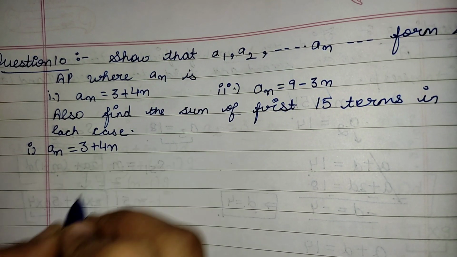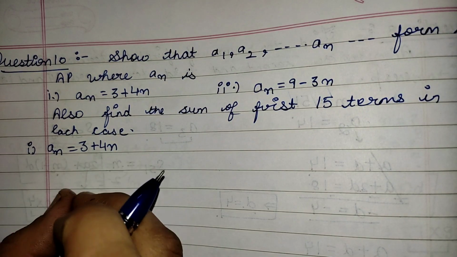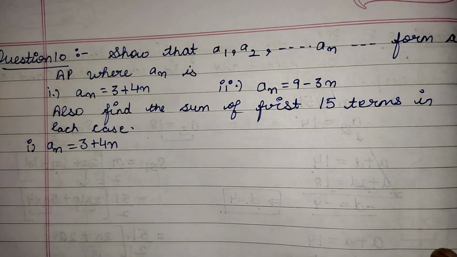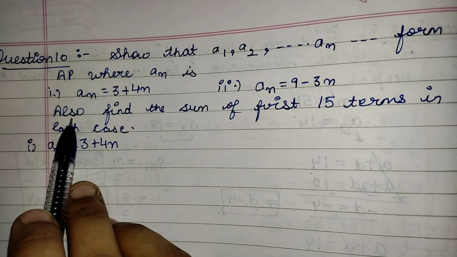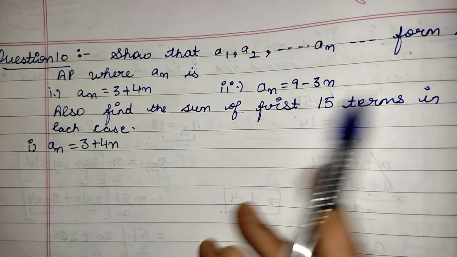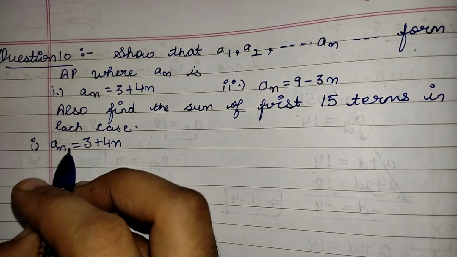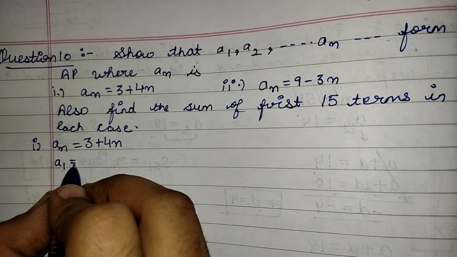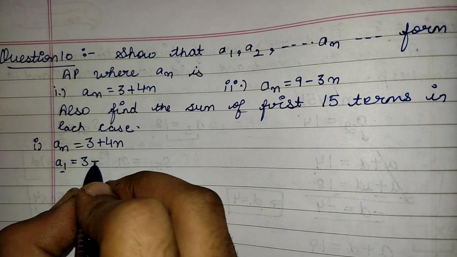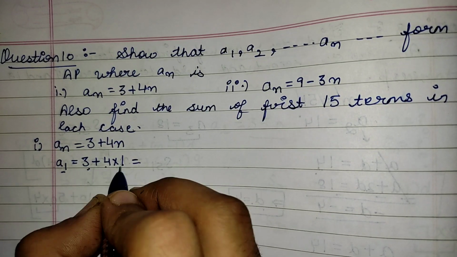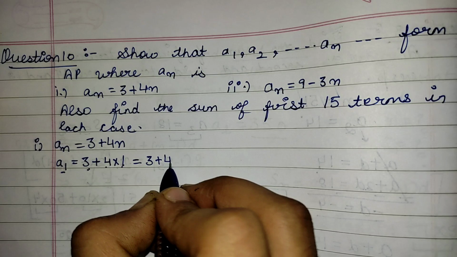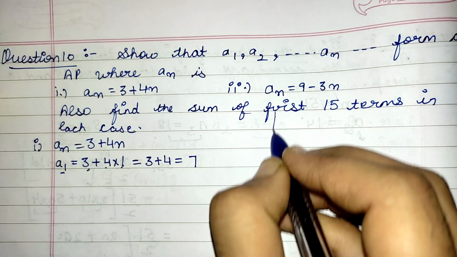So how can I find out? If the common difference between two consecutive terms is the same, then I can say that it is forming an AP. And also find the sum of first 15 terms in each case. So let's first solve the first part, which is a. N is my 1, so it will become 3 plus 4, which is equal to 7.